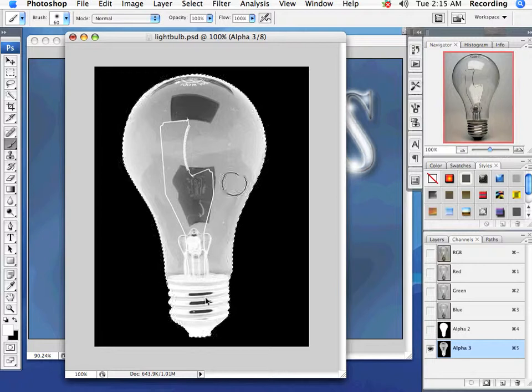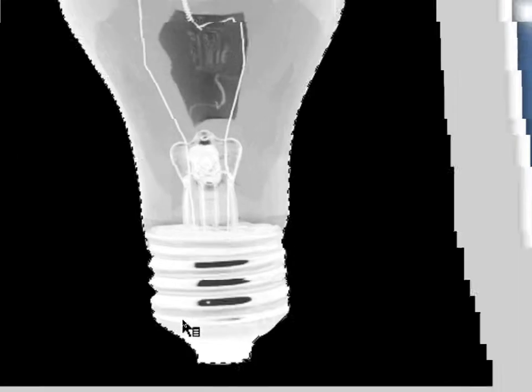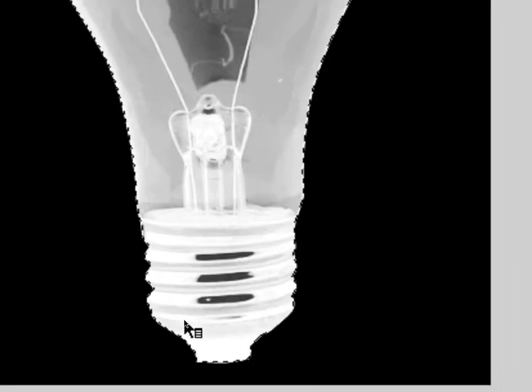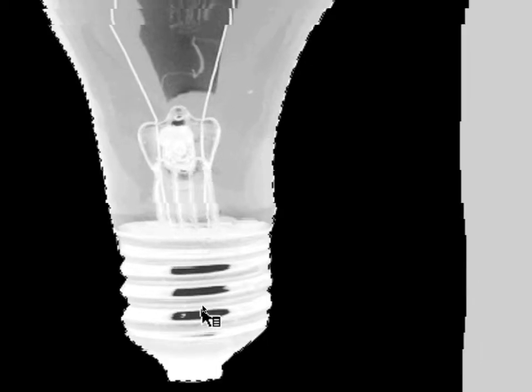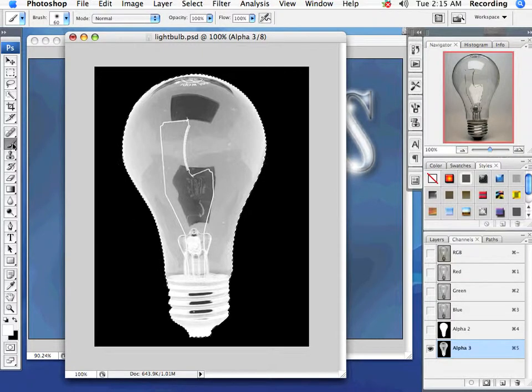So from here, I have a couple more things to do. For one, where the shiny spots are on the bottom of this light bulb, when I inverted it, they became black. But in my channel, that will mean that there are little transparent spots right there. And that would be bad. So I'm going to go to the paintbrush and make sure that I have white as my foreground color and that the opacity is set to 100. And then I'm going to brush those shades of gray out of there so that it's just a solid white.